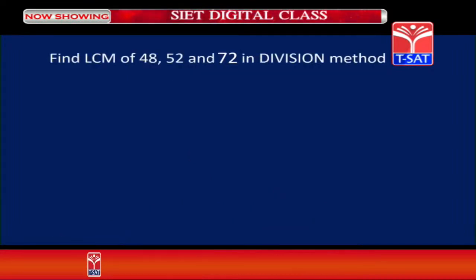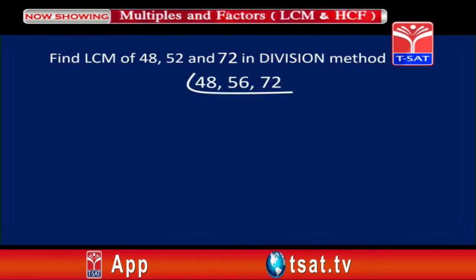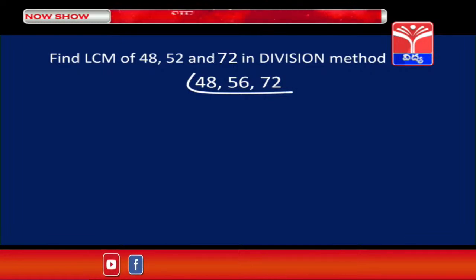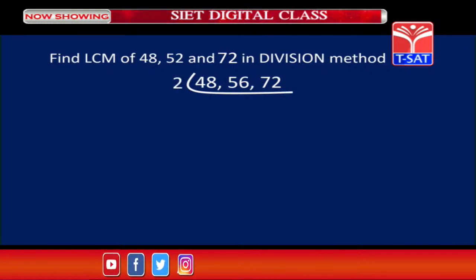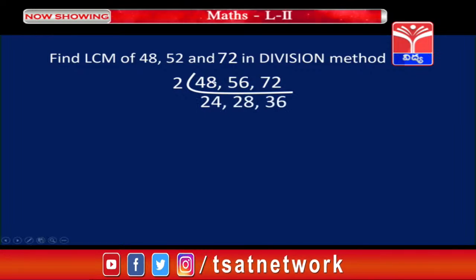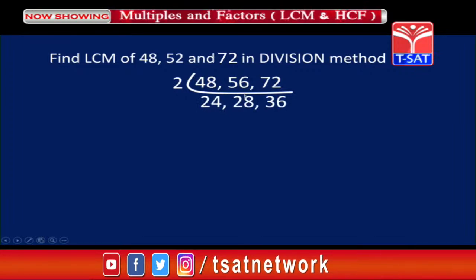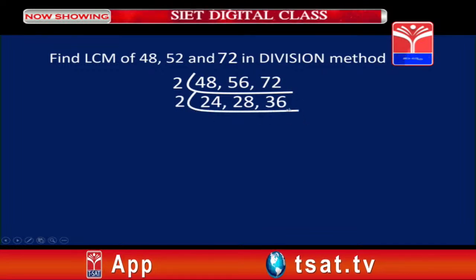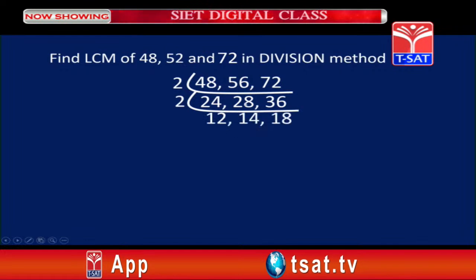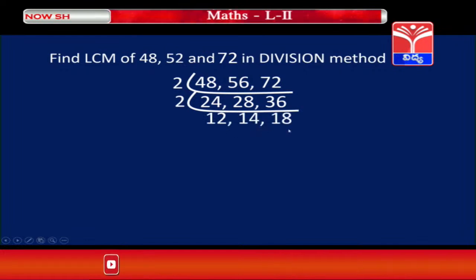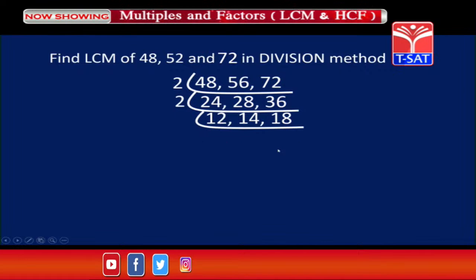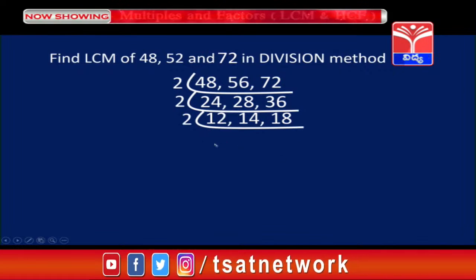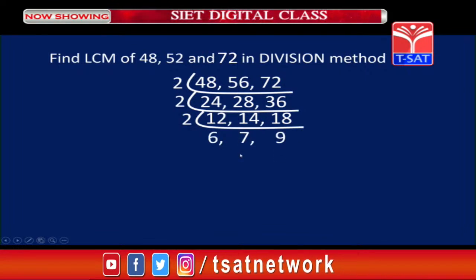Division of 48, 56 and 72. Now try to write all these numbers and divide by prime numbers. Observe how I am dividing and note it down in your notebook. All these are even numbers. Half of 48 is 24, half of 56 is 28, half of 72 is 36, and now divide again by 2. Half of 24 is 12, half of 28 is 14, half of 36 is 18. In this manner, divide by prime numbers. If it is not divisible, then copy the number as it is.